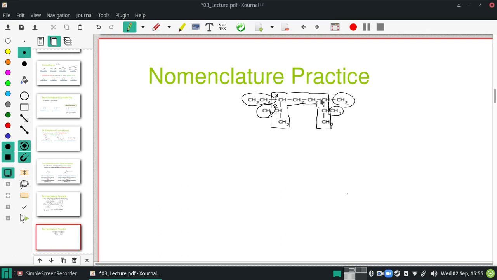3, 4, 5, 6, and 7. So full name, 3-ethyl, and 2, 6, 7 trimethyl octane.